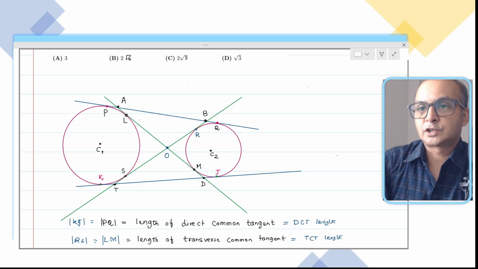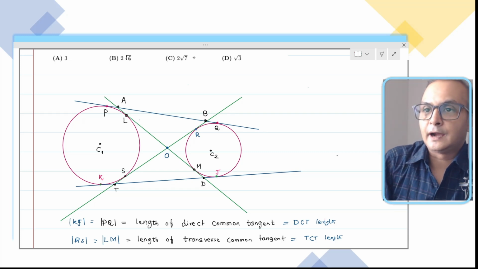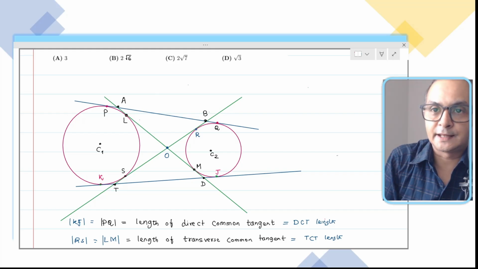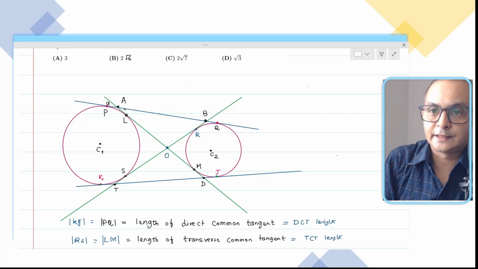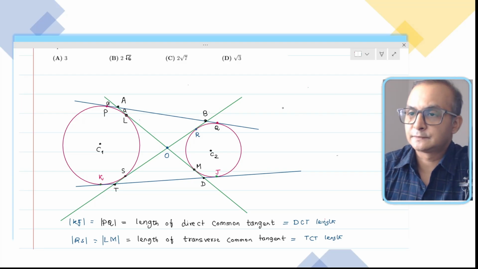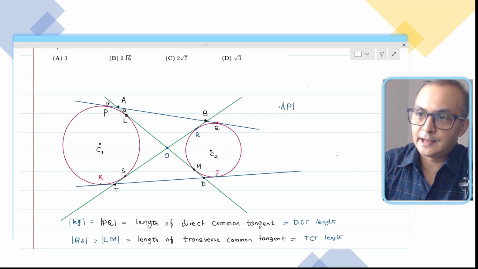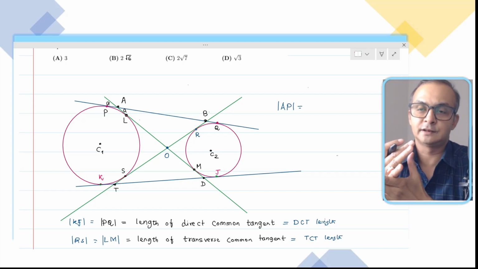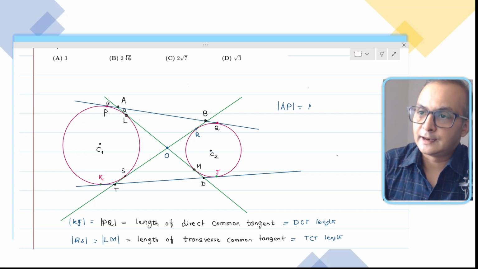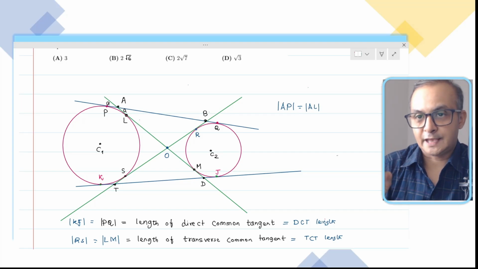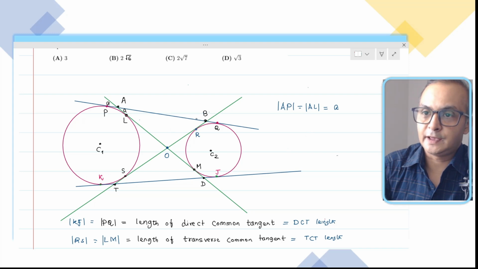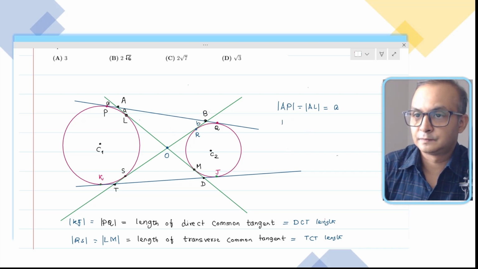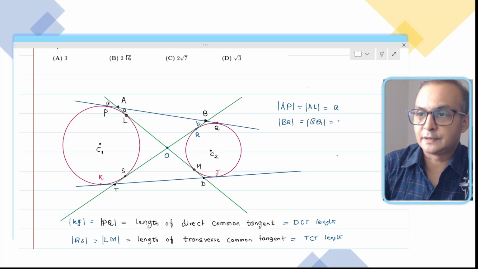For that, I am taking this AP length as, let's say, a, and this length is also a. Why so? Because AP is the length of a tangent drawn from A to circle C1, and AL is the length of a tangent drawn from the same point to the same circle. So both tangent lengths should be a. In the same way, I'm taking the lengths BR and BQ as, let's say, b.